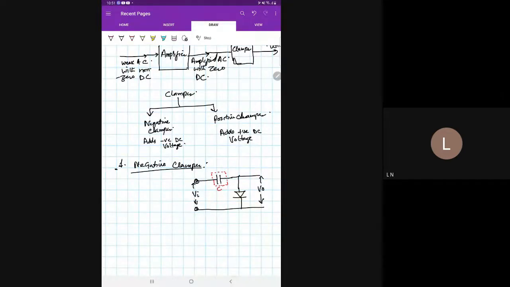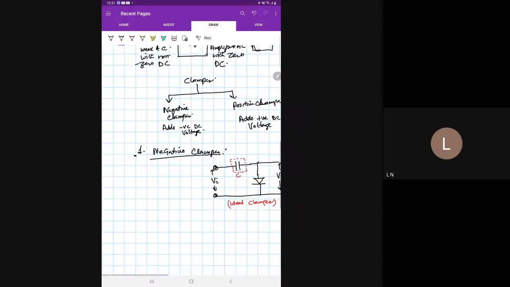So this is basically the circuit of an ideal clamper. In an ideal clamper we assume that the diode is a short circuit when it is forward biased. In actual sense it does not operate that way.